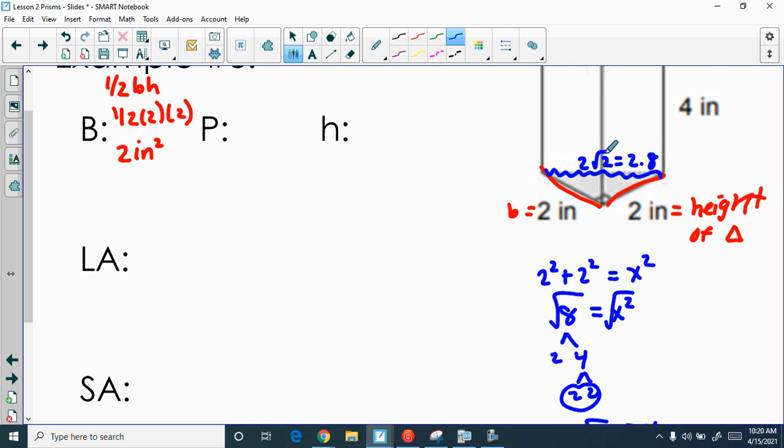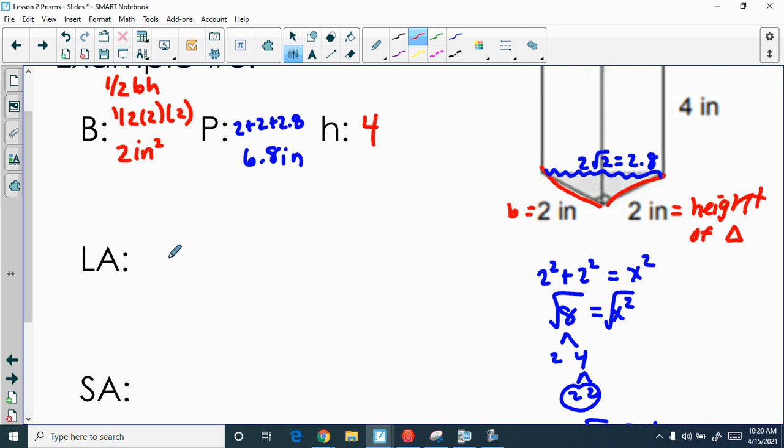So I'll use 2.8 there, but 2 square root of 2 is exact. So my perimeter I get by adding up all my pieces. So 2 plus 2 plus 2.8 gives me 6.8. And the height is 4. Now I plug in all my pieces.